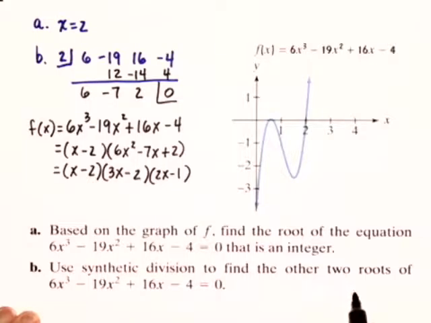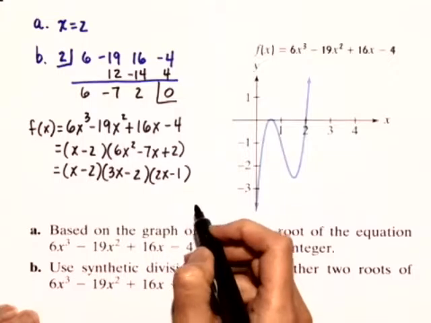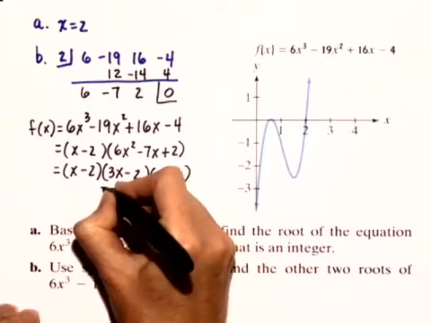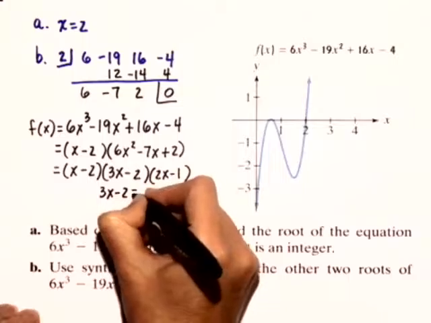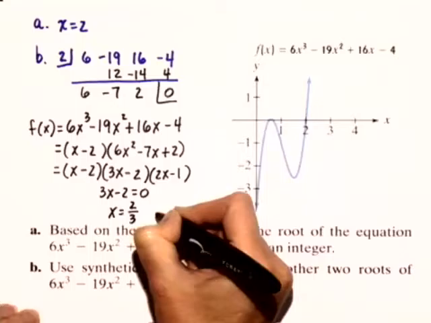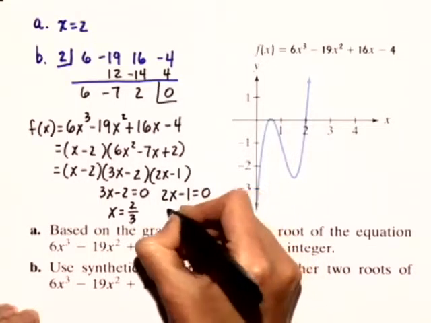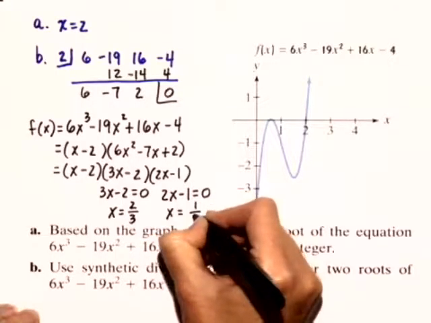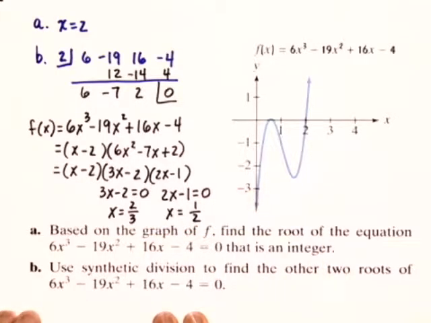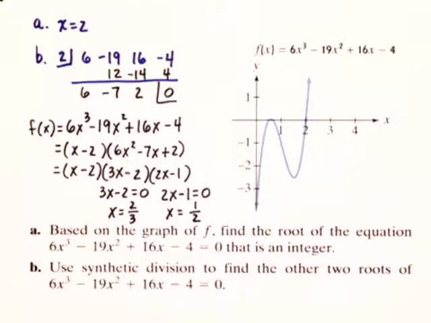So in order to find the other two roots, we just simply set these other two factors equal to 0. We set 3x minus 2 equal to 0, and we would get x equals positive 2/3. If we set 2x minus 1 equal to 0, we'll get x is equal to positive 1/2. So based on this graph, we could see that the only integer root was x equals 2 in part A, and we found the other two roots in part B were 2/3 and 1/2.